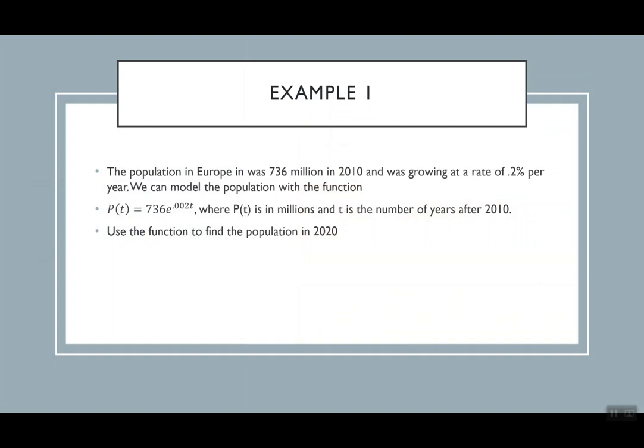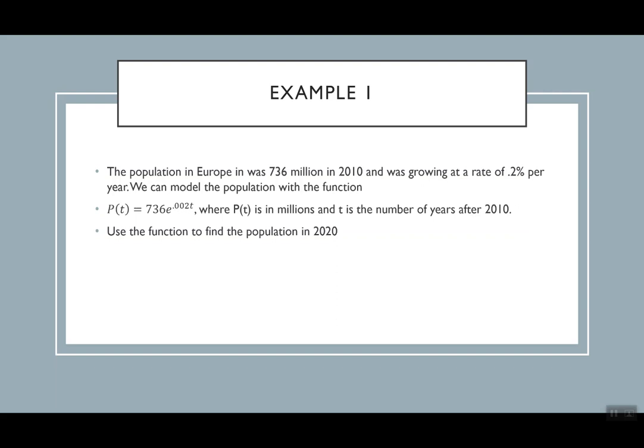All right, so let's start small and then we'll just continue to grow it as we go. Let's say that the population, and I actually look things up, the population in Europe was 736 million in 2010. At that time, it was growing at a rate of 0.2% per year. So we could take that population and turn it into this function, P of t is 736 e to the 0.002t, where P of t is going to be in millions and t is going to be the number of years after 2010.